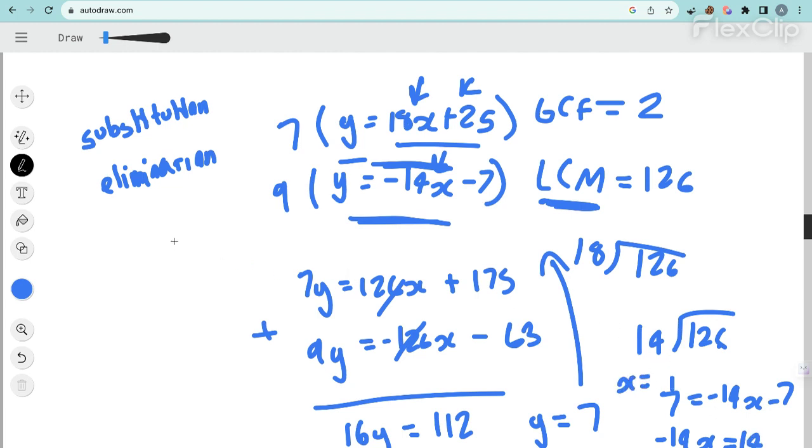As you can see, we got to the exact same answer. The exact same answer for substitution as for elimination. Both of these methods work really well, but one of them is usually better.